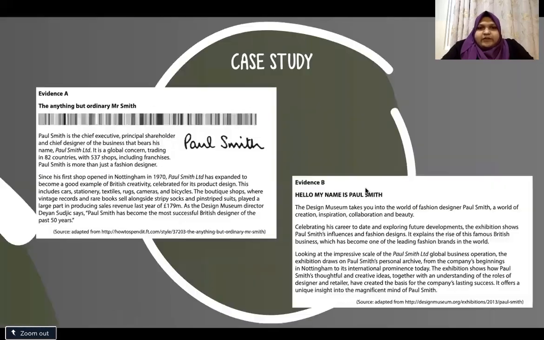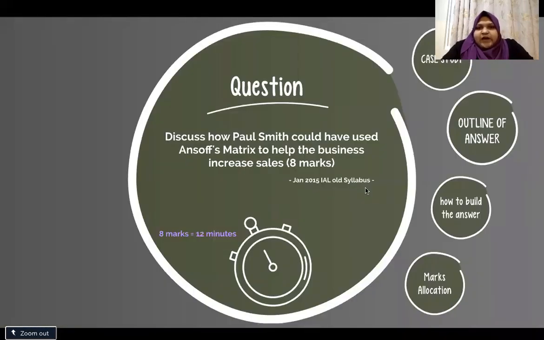So let's have a look at the question once again. Discuss how Paul Smith could have used Ansoff matrix to help the business increase sales. So in order to increase sales, how could Paul have used the Ansoff matrix? Now, as I said before, the Ansoff matrix has 4 options for a company: either go with market penetration, build a new product, go into a new market, or diversify. And based on what we have read in the case study, he has gone into diversification, he has built new products, and he has also gone into new market development.